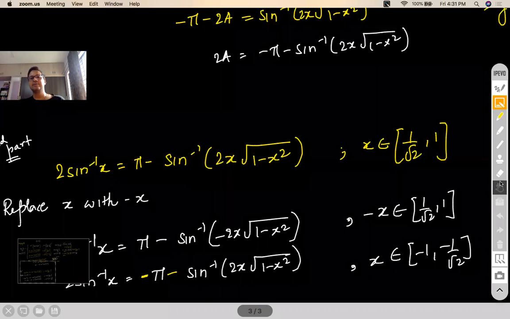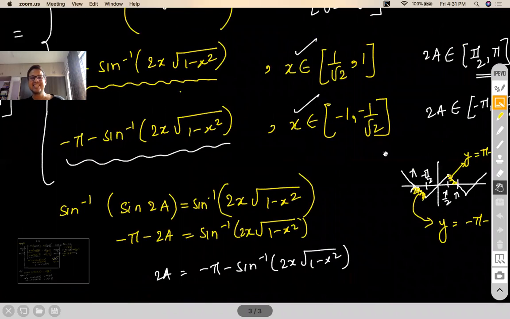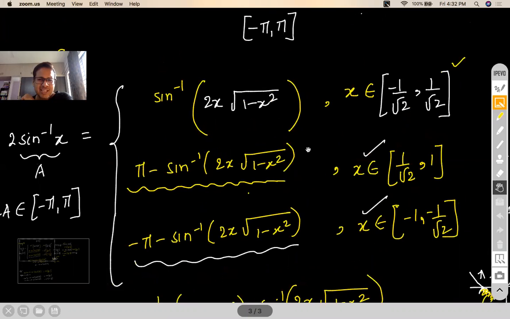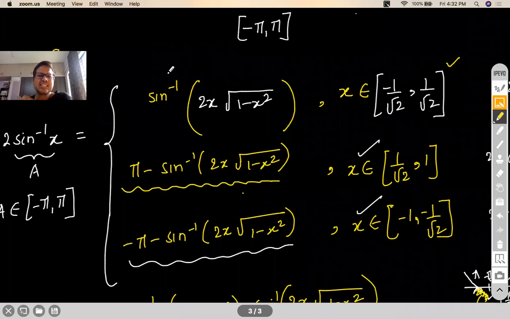Okay, see, when I include one particular number in both the intervals, it doesn't matter whether you are using the top one or the bottom one, the end result is going to be the same. Very simple. Try putting 1 by root 2 in place of x. Okay, what do you get? If I put 1 by root 2 in place of x, this is going to give me pi by 2. Check it out.